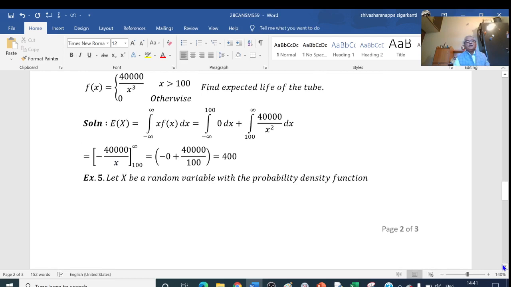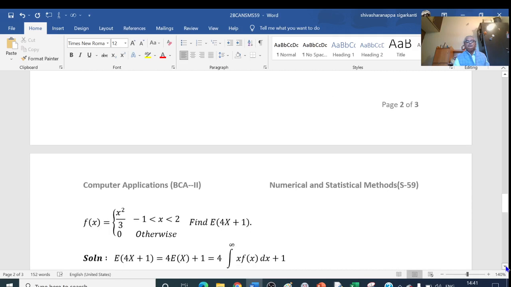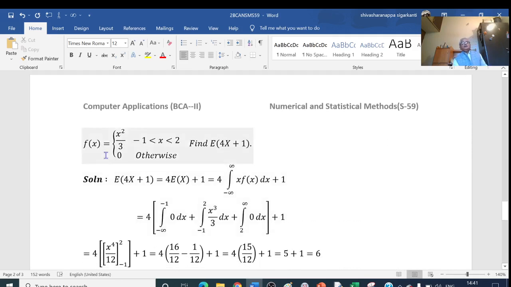Next example. Let x be a random variable with the probability density function f of x equal to x square by 3 if x lies between minus 1 and 2, and its value equal to 0 otherwise. Find E of 4x plus 1. So here E of 4x plus 1 can be written as 4 into E of x plus 1. This is equal to 4 into E of x, which is given by minus infinity to plus infinity x into f of x dx, plus this one as it is.